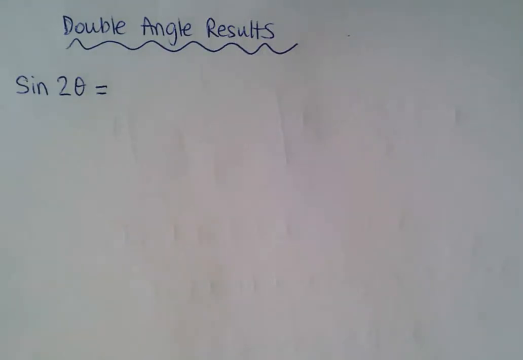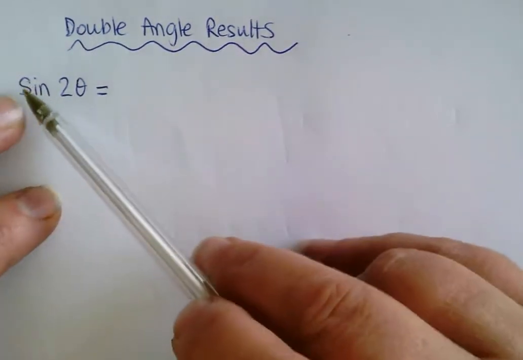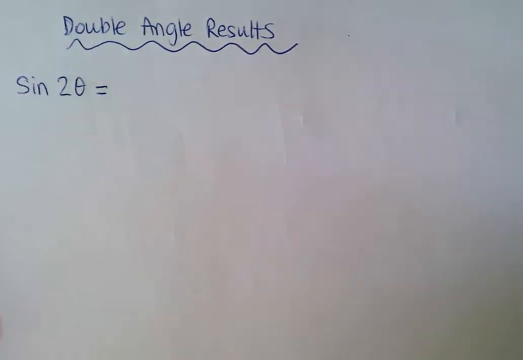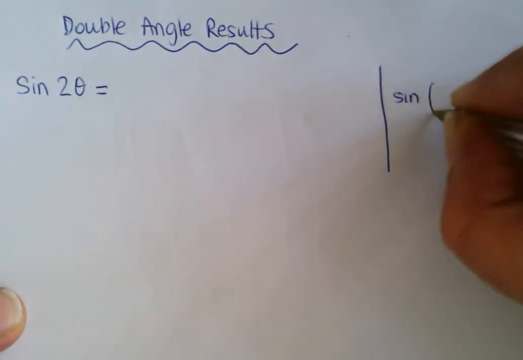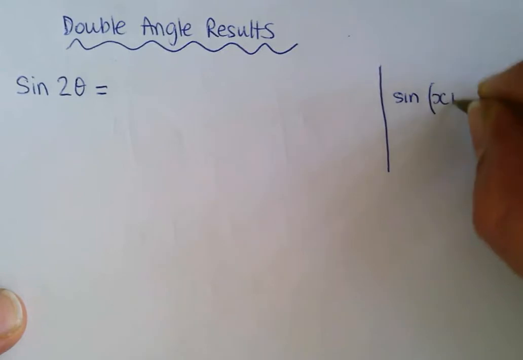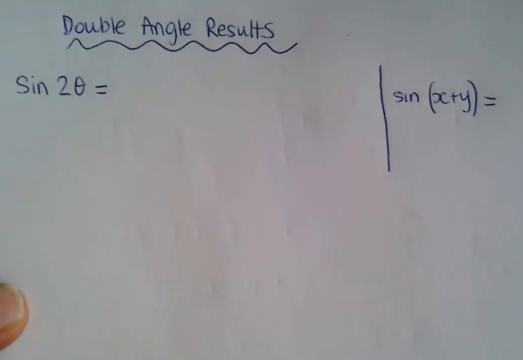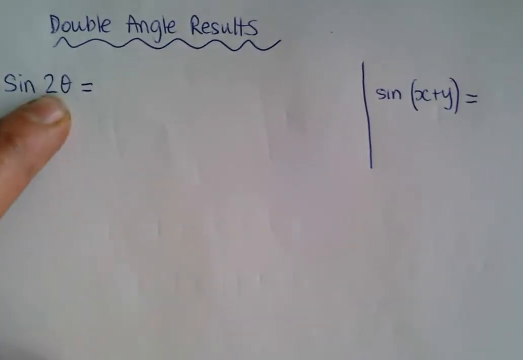Okay, in today's lesson we're going to look at double angle results and maybe triple angle results if we get time. So double angle results, if we remember from last lesson, I'm just going to write the result for sine of x plus y. Remember the result for sine of x plus y? So we want to come up with the result for sine 2 theta.